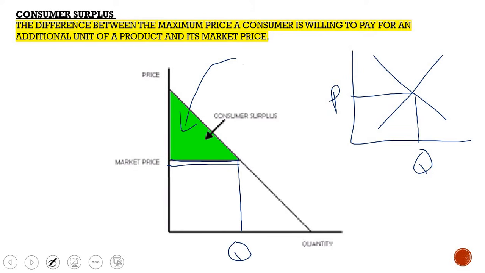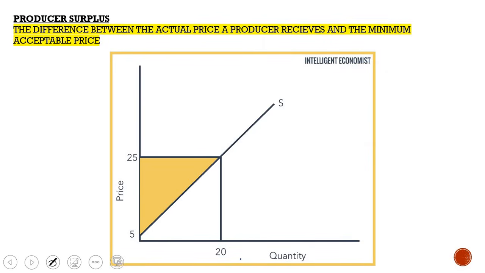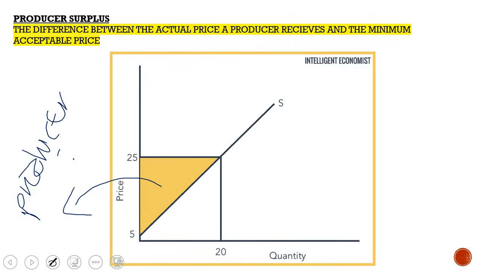Then you have the producer surplus. This is the difference between the actual price a producer receives and the minimum acceptable price. Again, your market price is above your minimum acceptable price, and these are the prices which your producer is willing to sell at. So this is your producer surplus.